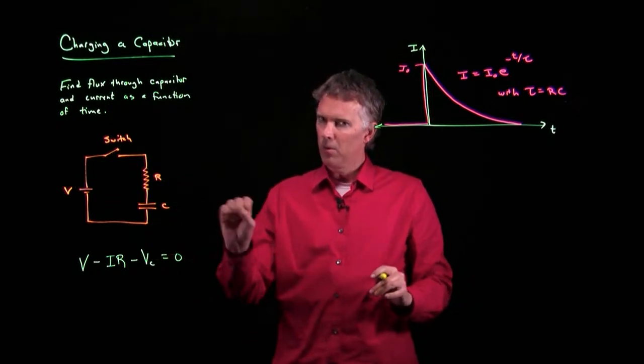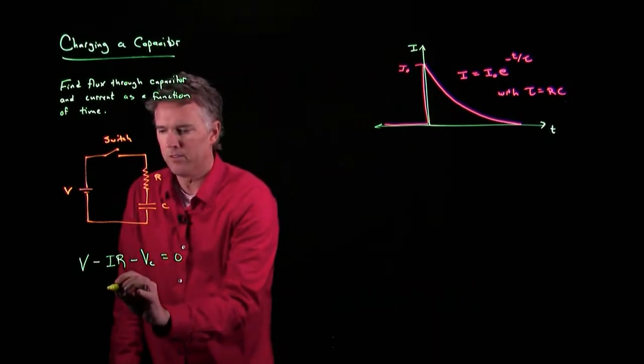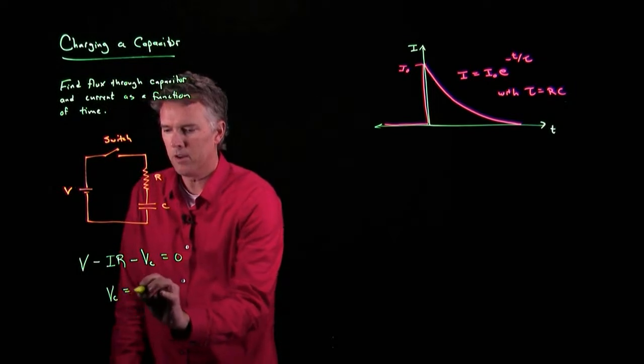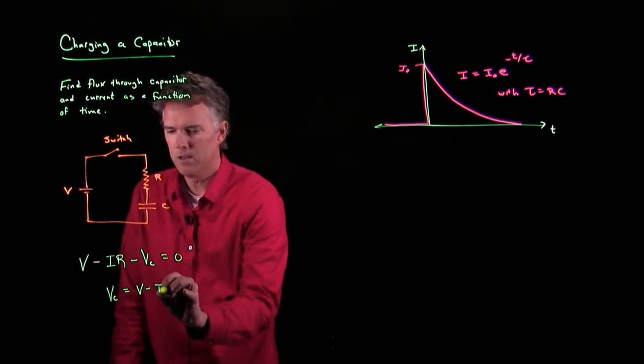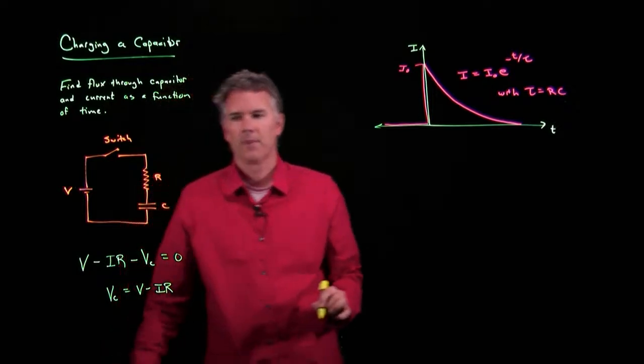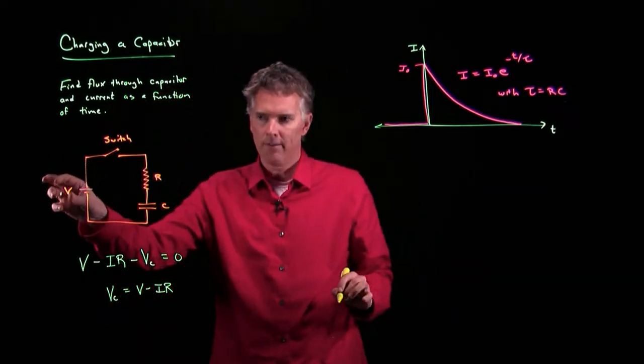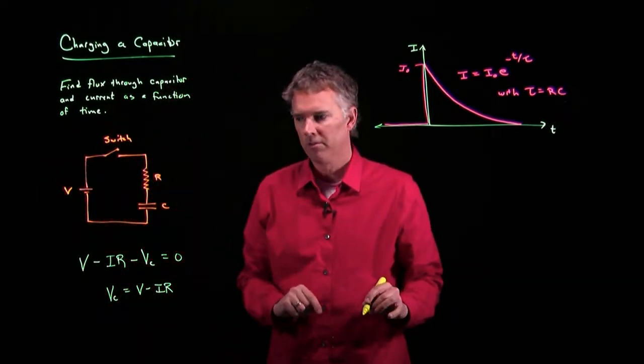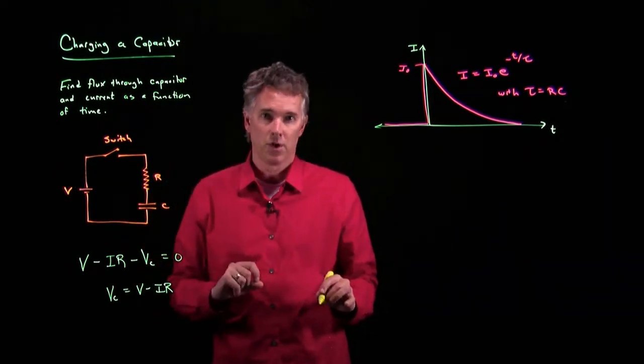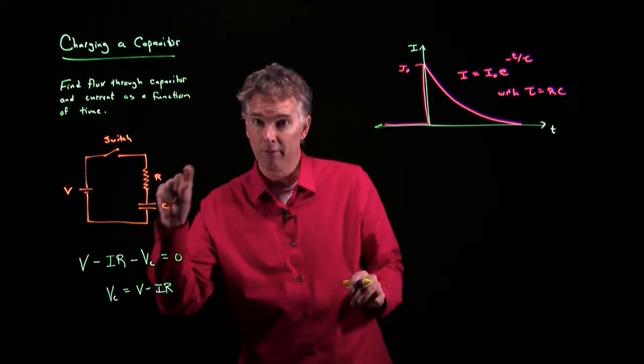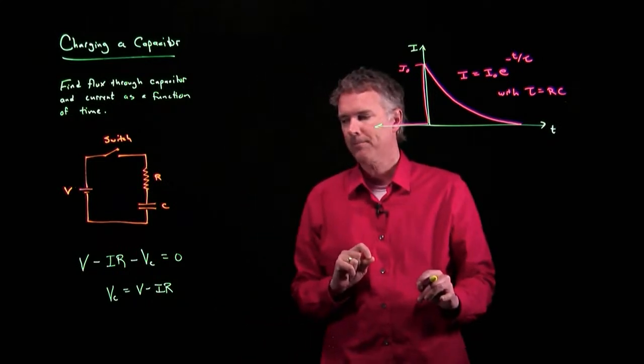So let's just take this equation now and solve it for VC. VC is therefore just V minus IR. Okay, it's whatever voltage you have here minus the current through the resistor. That's what's left over to charge up the capacitor, or I should say that's the voltage across the capacitor.